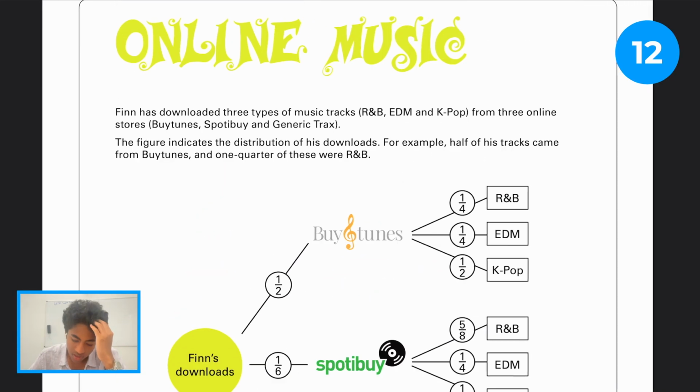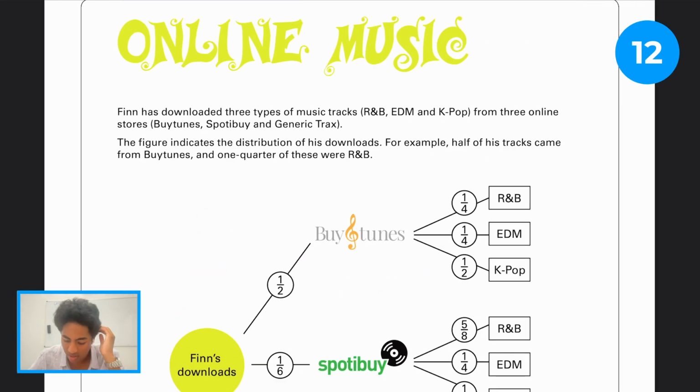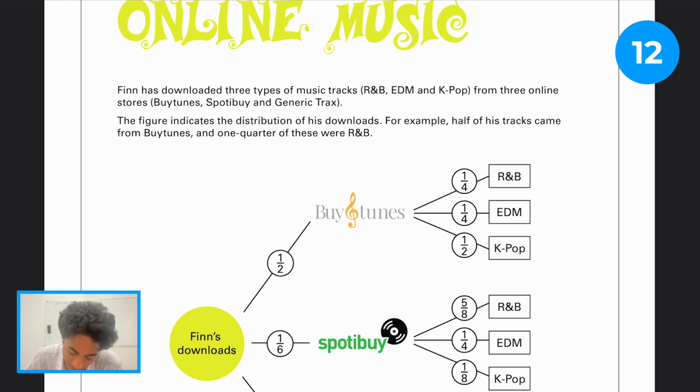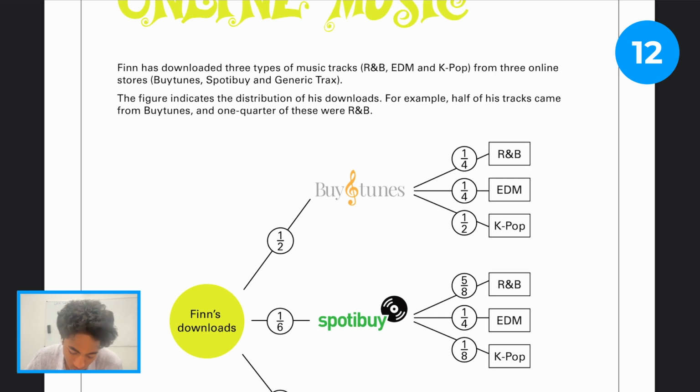Finn has downloaded 3 types of music tracks, R&B, EDM, and K-pop, from 3 online stores: iTunes, Spotify, and generic tracks. The figure indicates the distribution of his downloads. For example, half of his tracks come from iTunes and 1/4 of these were R&B.